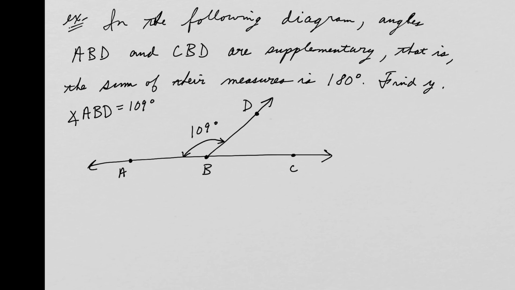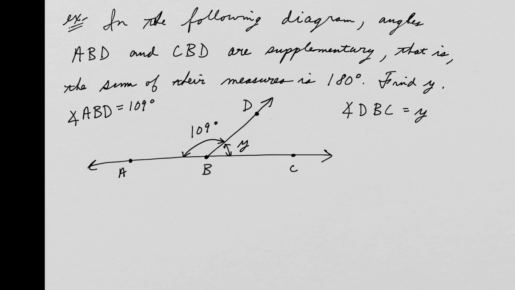And in this angle right here, which is angle DBC or CBD, it doesn't matter what order. So I'll say DBC. Let's say that's unknown. We'll call that Y for now. So this is angle Y. So I want to find Y.